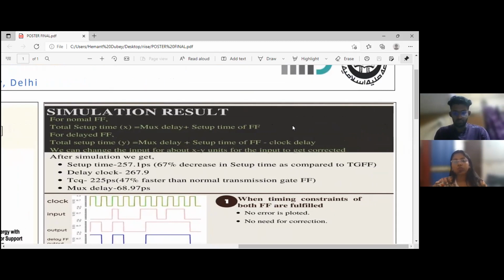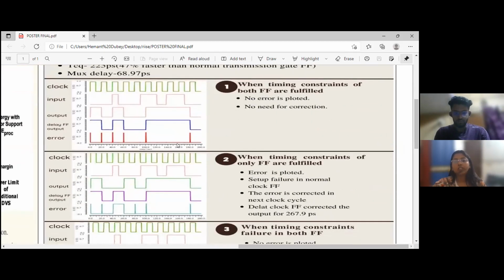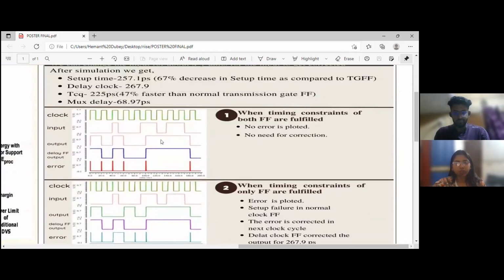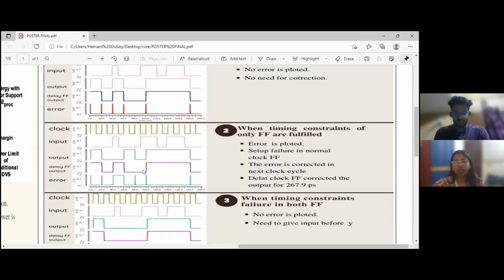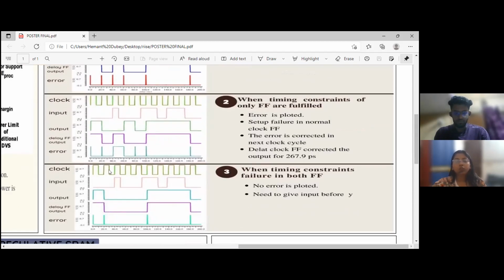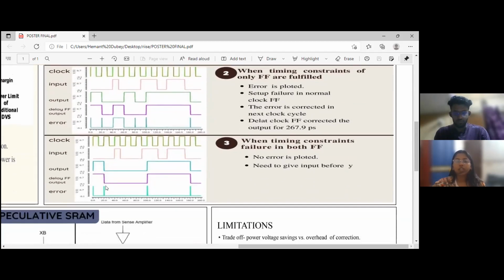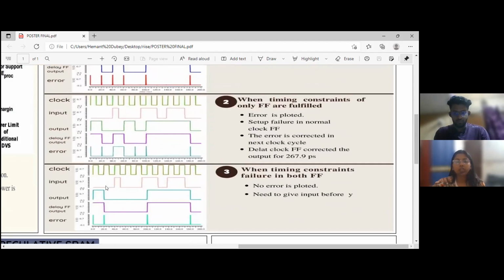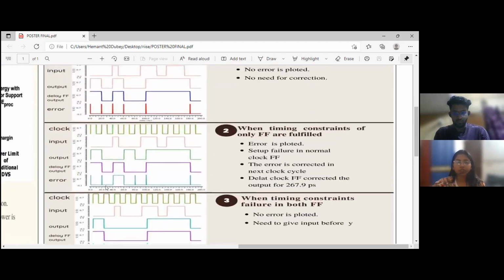The output graph is shown in three cases. First, when timing constraints of both flip-flops are fulfilled, therefore no error is generated. In the second case, when timing constraints of only the delayed flip-flop are fulfilled, since there is extra margin, error is generated, but output gets corrected in the next cycle as shown in the graph. In the third, since the timing constraints of both flip-flops have failed, output is changed. So only for a 267.9 picosecond time margin, we can get corrected output. The clock to Q delay is also improved by 47%.